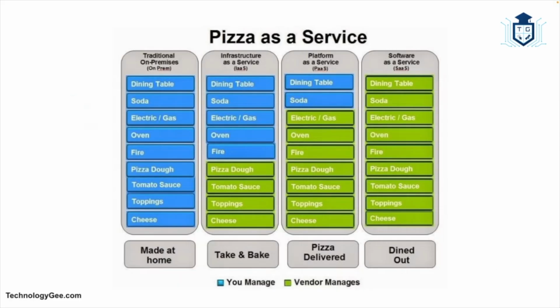And if you're still lost or confused, well, here is pizza as a service. So you have traditional on-premises, and this is you making a pizza from scratch at home. You got infrastructure as a service. This is the equivalent of you going to the grocery store, picking up a frozen pizza, taking it home and baking it. There's platform as a service. This is the equivalent of you ordering pizza from Domino's or Pizza Hut. And then there's software as a service. This is the equivalent of you going to a restaurant and ordering a pizza and eating it at the restaurant.